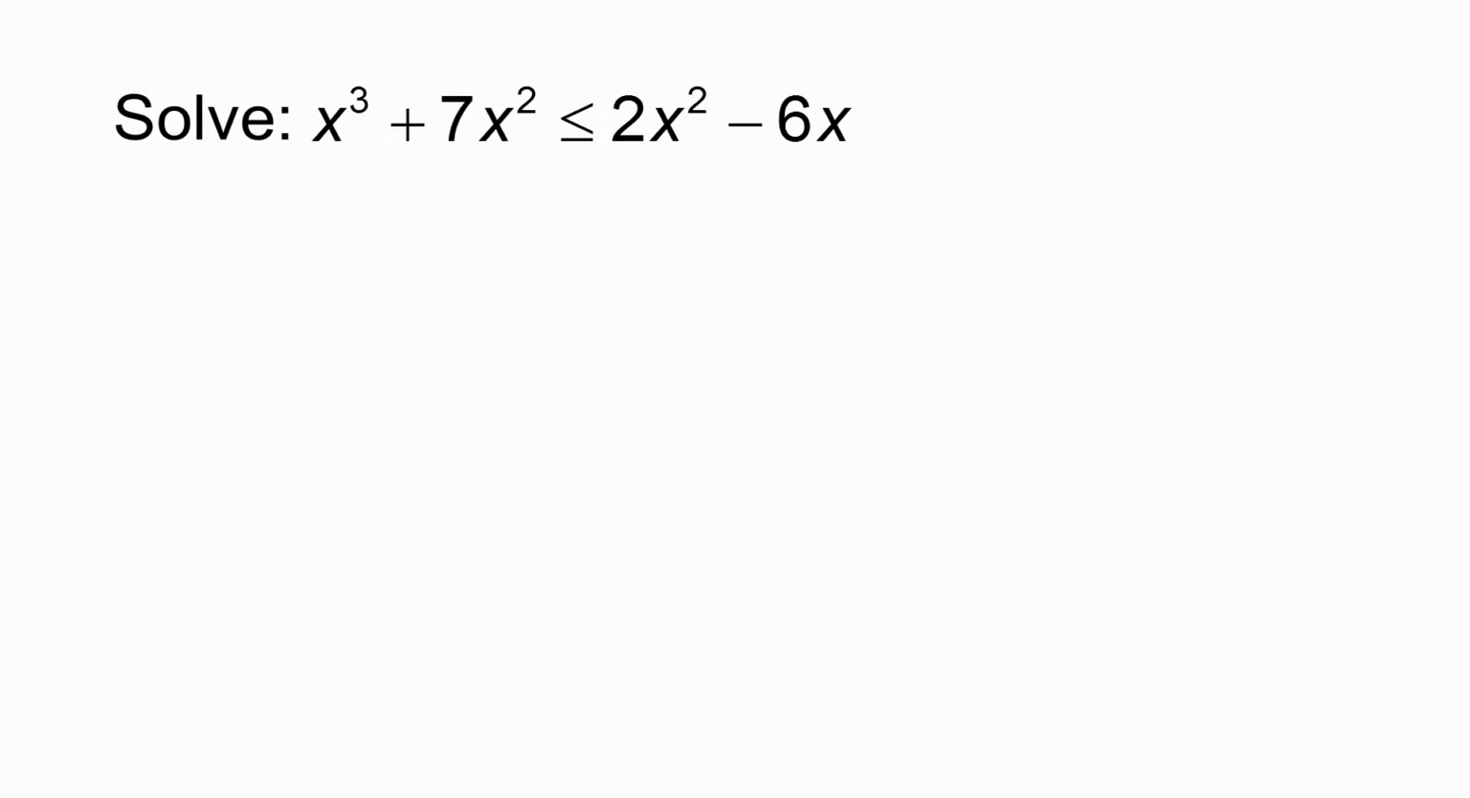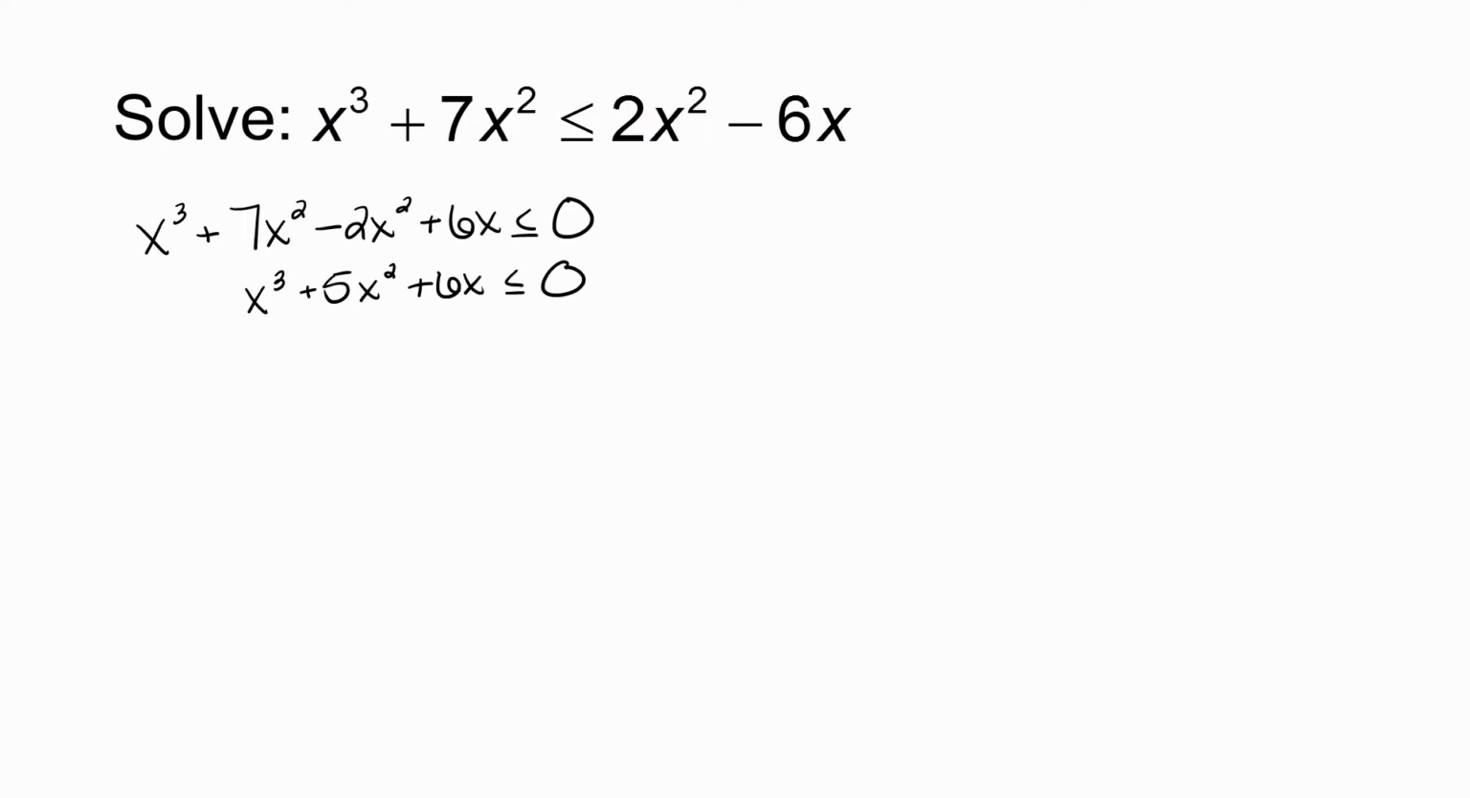Solve x cubed plus 7x squared is less than or equal to 2x squared minus 6x. Begin by rearranging the inequality so that 0 is on the right side. We do this by subtracting 2x squared and adding 6x to both sides to get x cubed plus 7x squared minus 2x squared plus 6x is less than or equal to 0. Then, combine like terms to yield x cubed plus 5x squared plus 6x is less than or equal to 0.